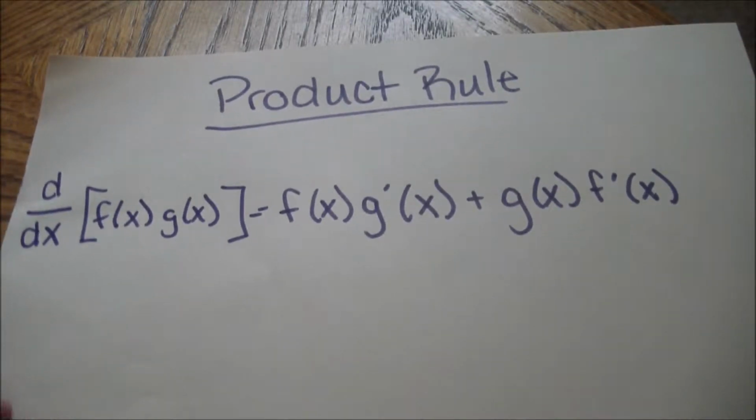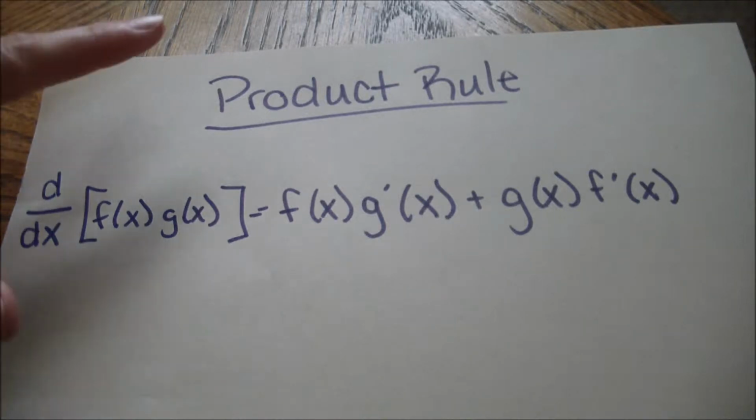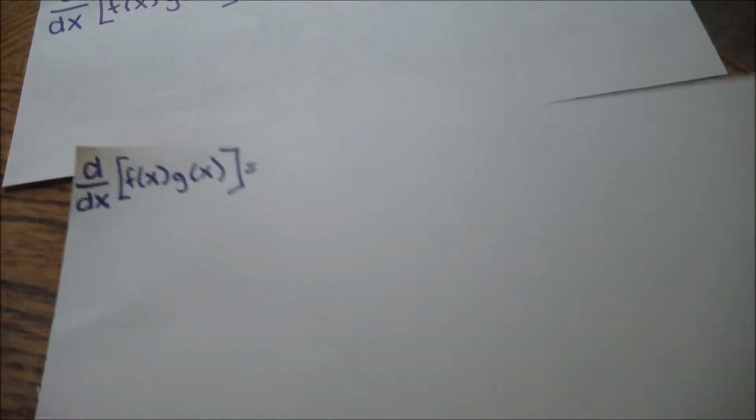Alright, we're going to learn about the product rule in this video first. So the product rule is the derivative of f of x times g of x, which is f of x times the derivative of g of x plus g of x times the derivative of f of x. So we're going to go through the proof of that rule.